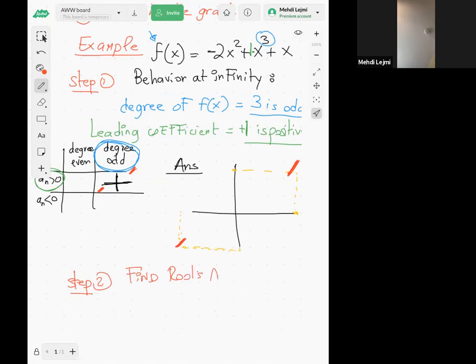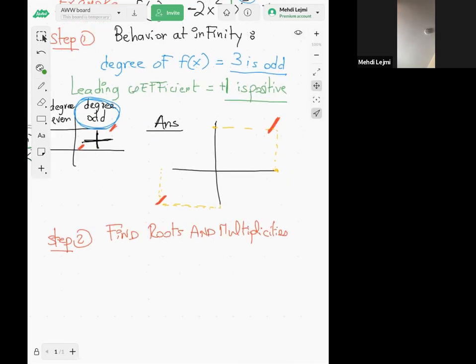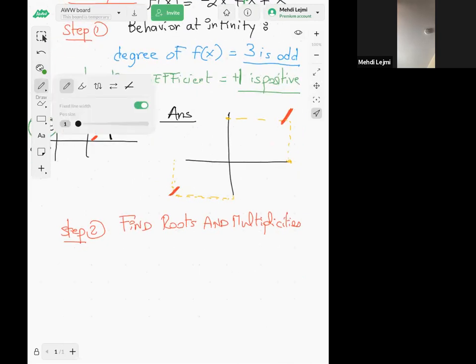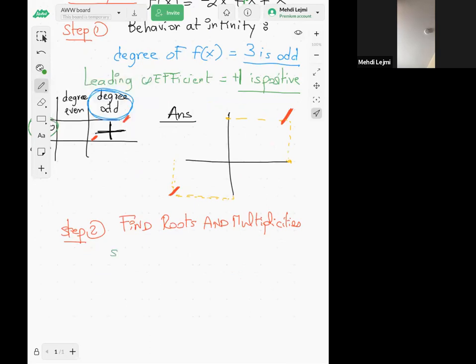Right, and their multiplicities. So first, let's find the roots, right? So step 1, first thing to do, find the roots. So we have to solve f of x, find the roots.